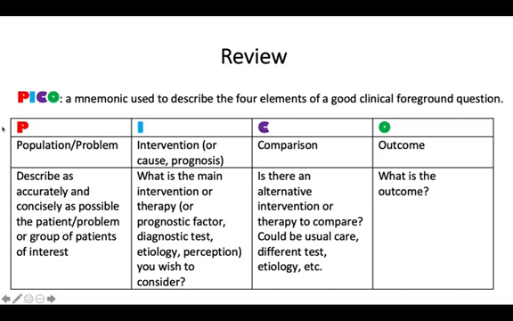So this little grid here shows PICO again. P is for population or problem, and you try to describe as accurately and concisely as possible the patient or problem, or the group of patients of interest. I is for intervention, and you're going to see I'm starting to weave in cause or prognosis, because in this video you're going to learn about the different types of PICO questions. So what is the main intervention or therapy? Comparison is for C. Is there an alternative intervention or therapy to compare? And then the outcome is O.